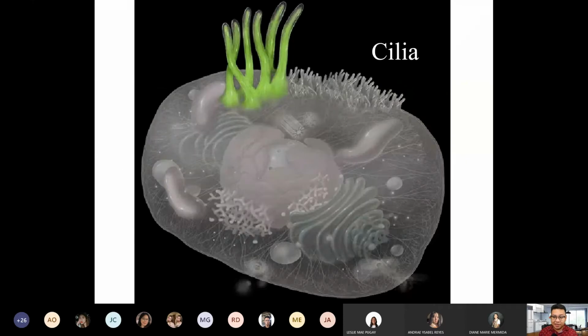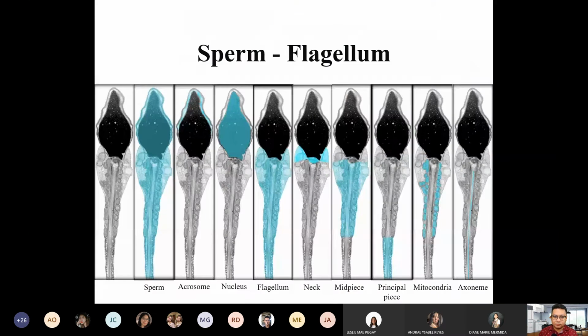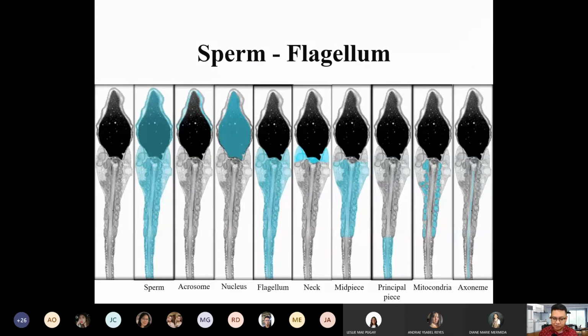So this is your cilia. This is a normal cell. That is why it has no flagella. Okay, only sperm cells have flagella. Okay, so these are the cilia. Maliliit na protrusions from the cell. Okay, and this is your flagella in your sperm.